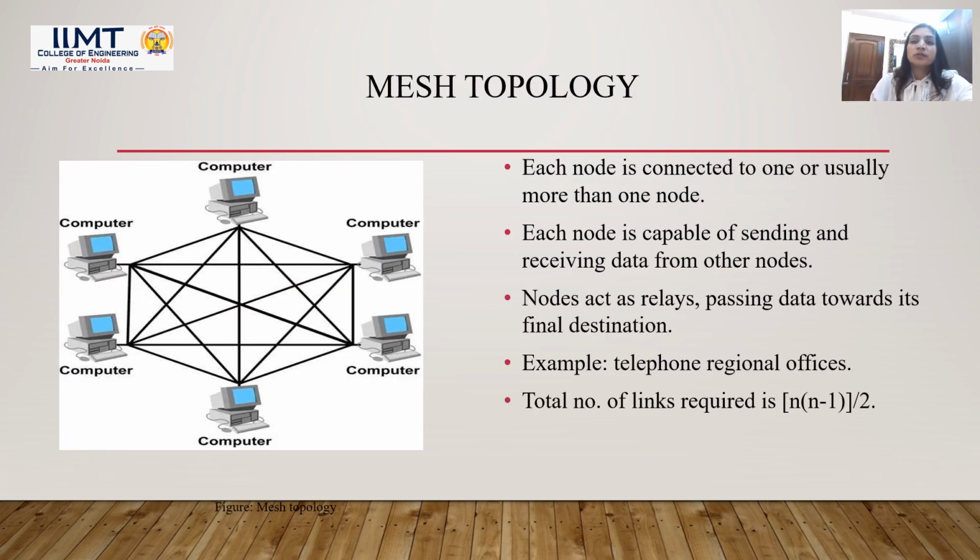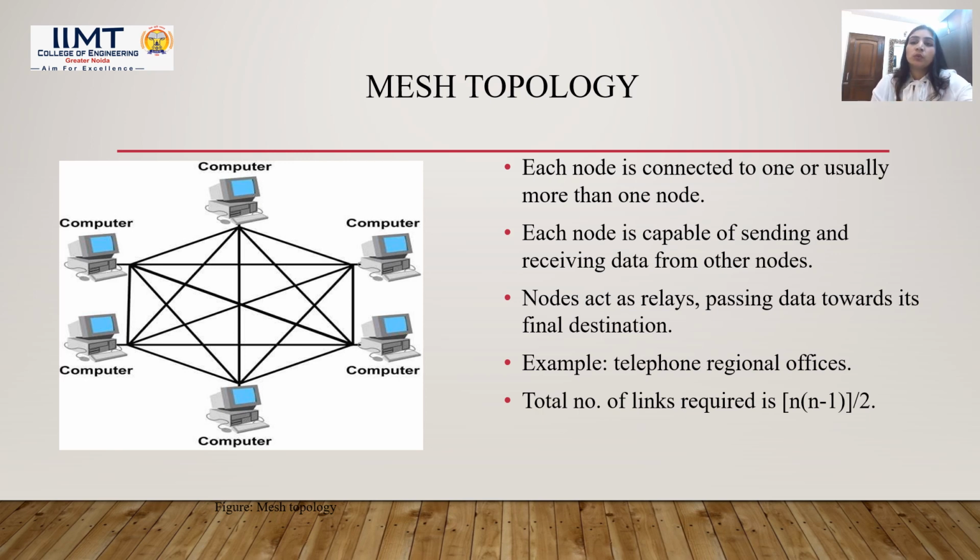Our next topology is mesh topology. As the figure shows, here each node is connected to one or more than one node. Or we can say there are multiple paths from one computer to another computer. Each and every node can send and receive data from any other node. Here nodes act as a relay and pass their data or information towards the destination node.